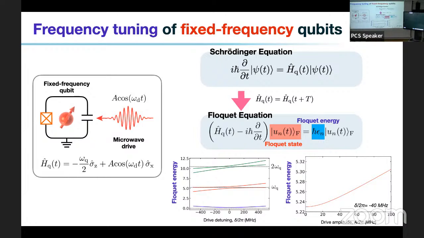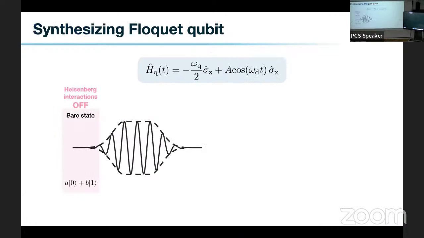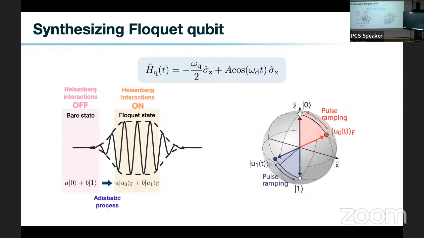Before showcasing my experimental result, I have one thing to discuss: synthesizing the Floquet qubit in a real system. Basically, without this drive, the system exists in the bare state, right? Let's say the bare state is given as a superposition, A0 plus B1. If we want to turn on the Heisenberg interaction, then we need to ramp up the drive amplitude, right? And during this procedure, we want to keep the process adiabatic because we don't want to lose the quantum information.